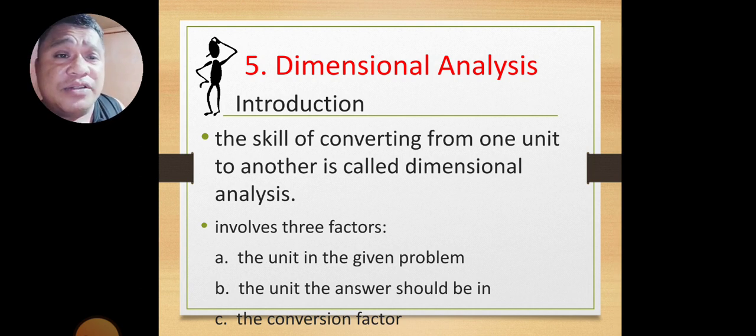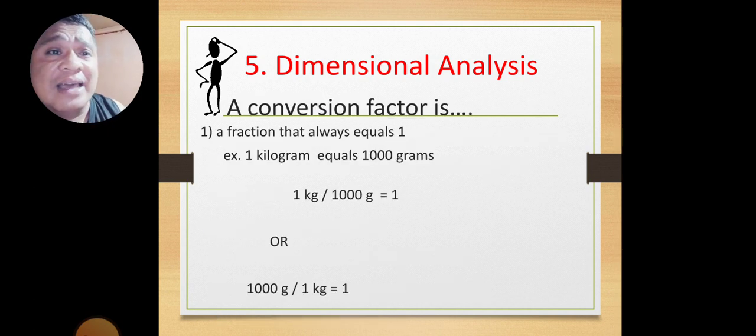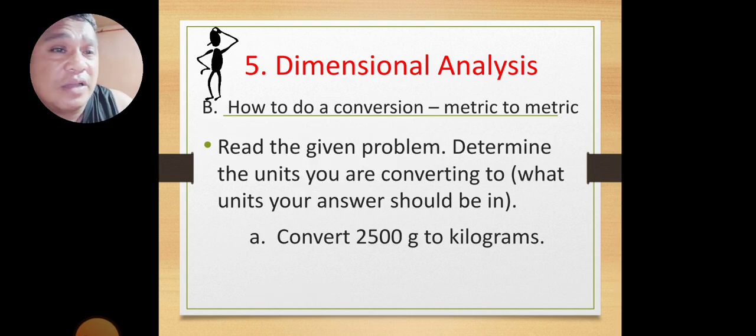It involves three factors. Letter A, the unit in a given problem. The unit the answer should be in. And a fraction that is always equal to 1, the conversion factor. For example, 1 kilogram equals 1,000 grams. So that is their value. In every 1 kilogram, that's equivalent to 1,000 grams. Now, if you're trying to get the gram or kilogram, just look and use that conversion factor.